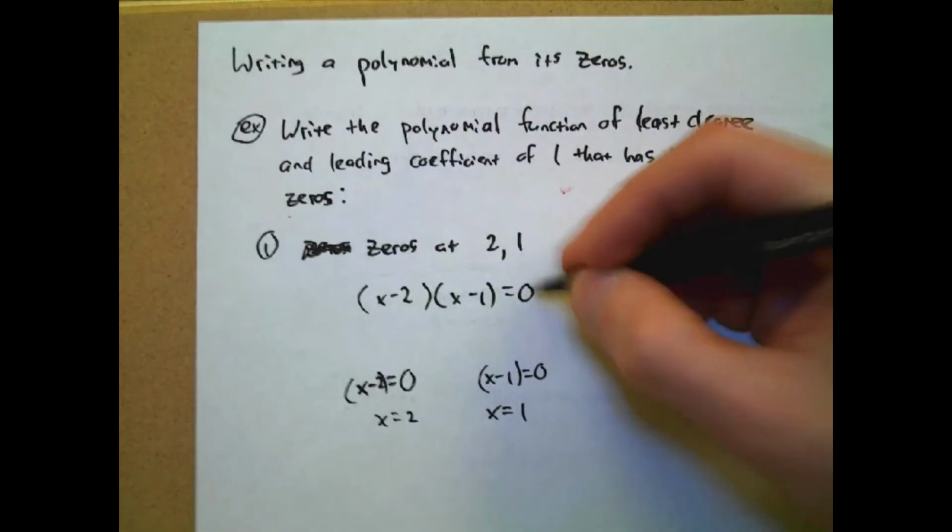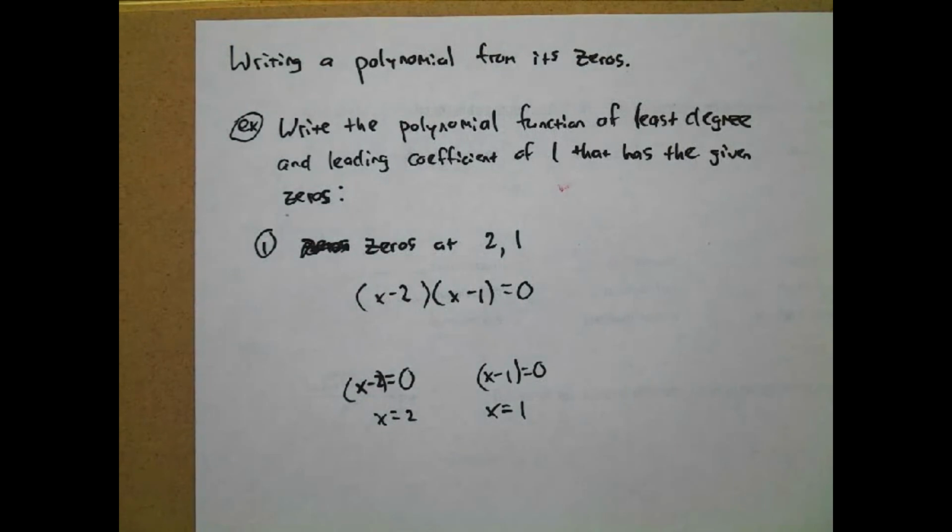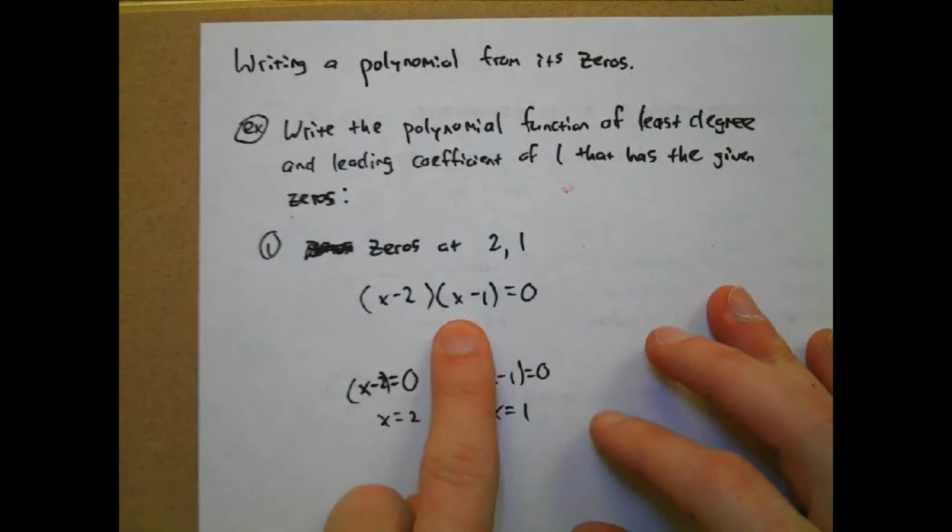Just like that. Okay, you multiply those two things together, is that equal to 0, right? So it's kind of like working backwards here. All right? Now, we should also be able to multiply this out, right? And then get the actual function in standard form.